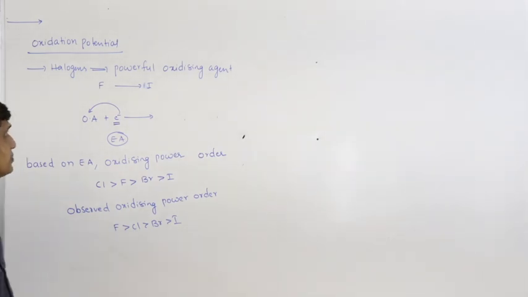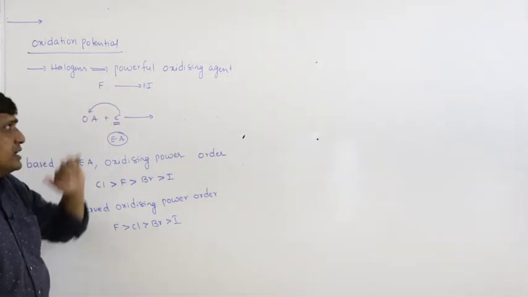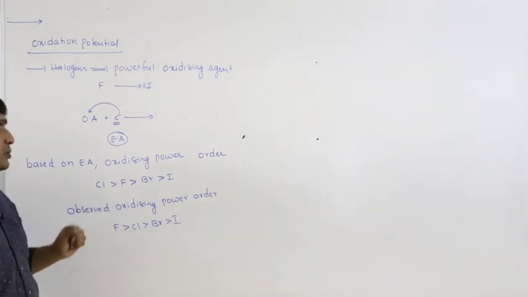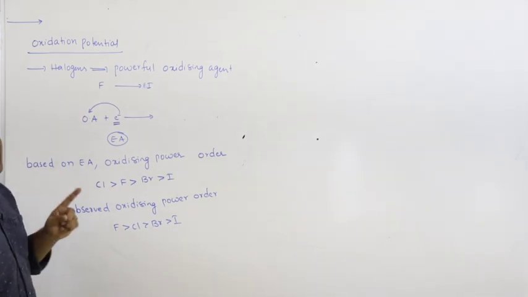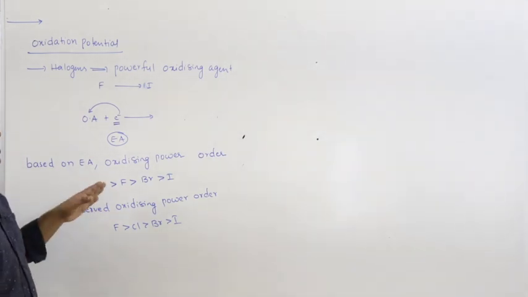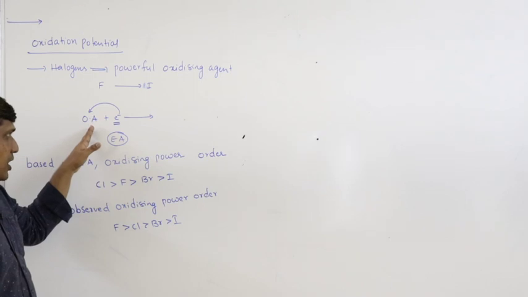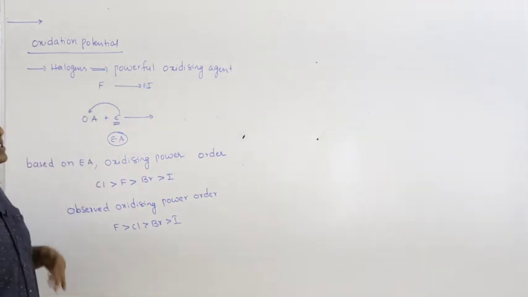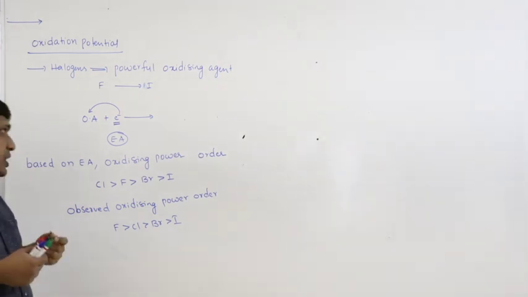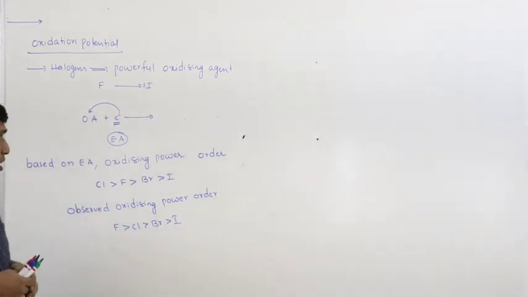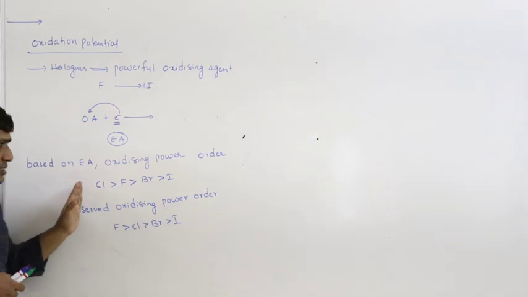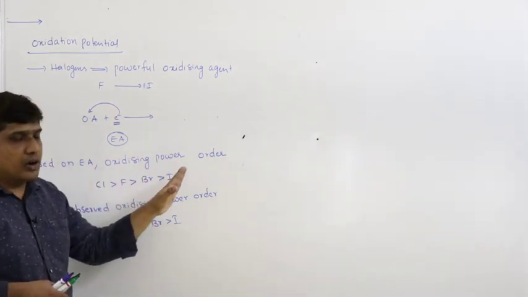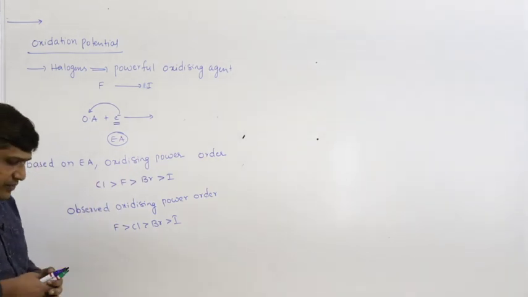Once again, halogens are good oxidizing agents, already we have studied, because they require that one electron to get the nearest noble gas configuration. How does it change in the group? What we are doing basically is the oxidizing agent gains an electron and itself will undergo reduction. Which element gains the electron readily? Nothing but electron affinity order. Based on the electron affinity order, this should be the oxidizing power order, but the observed order is different.